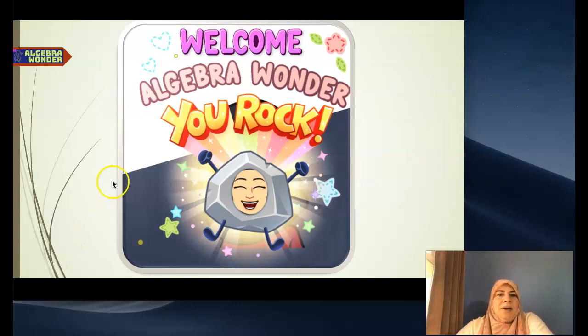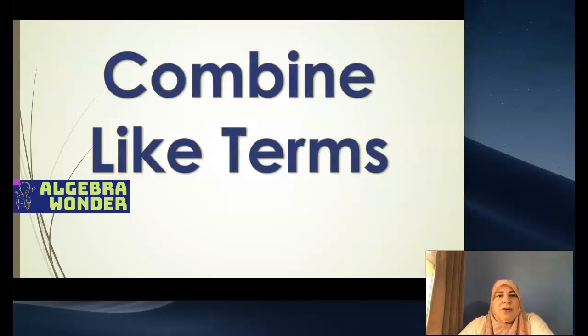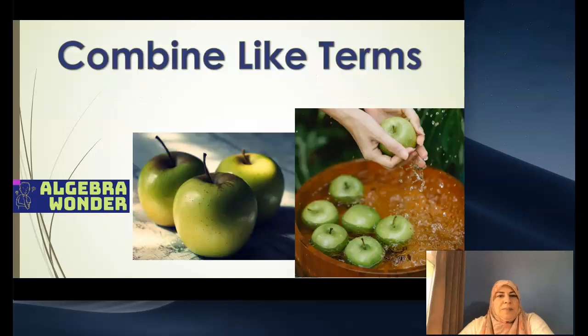Today we're going to learn about combining like terms. So what are like terms and how can we combine them? This is a real life story. Actually, we do combine like terms in real life, whatever you define as a like term.